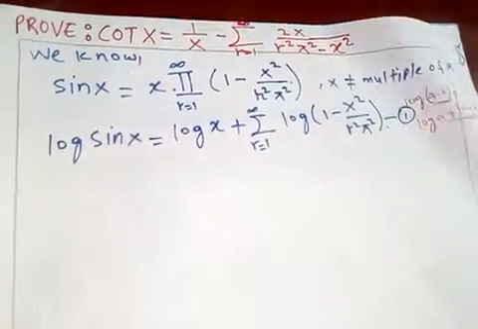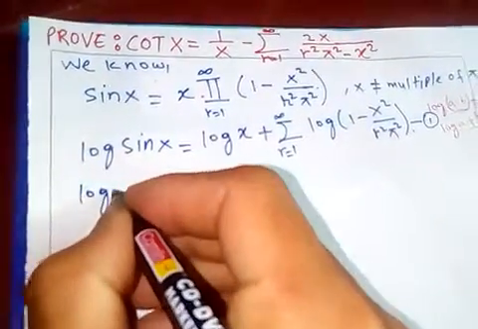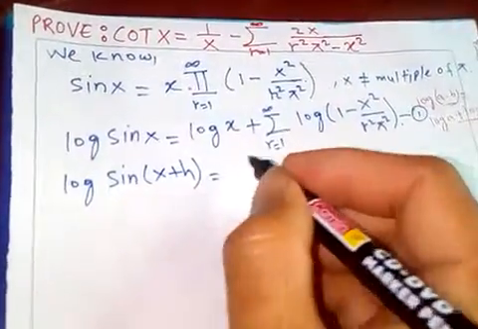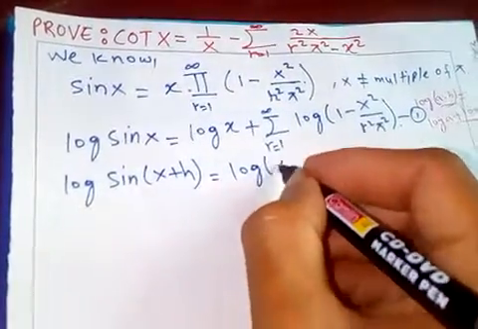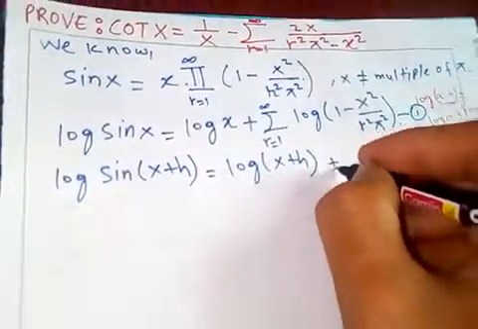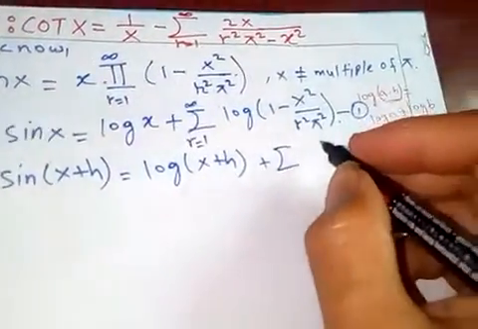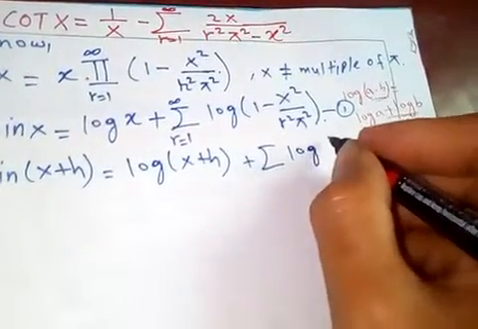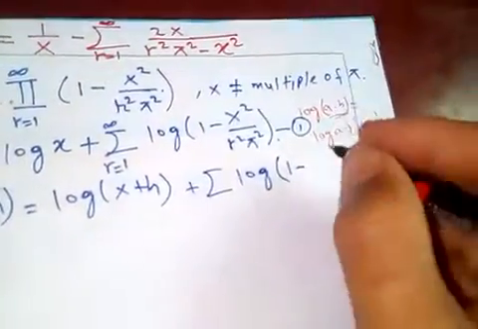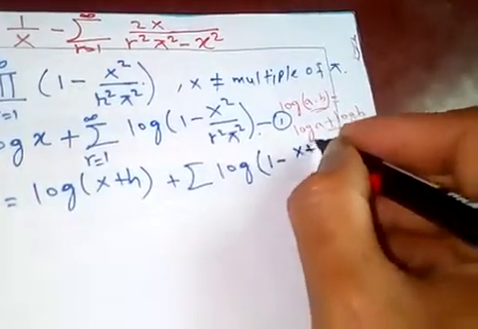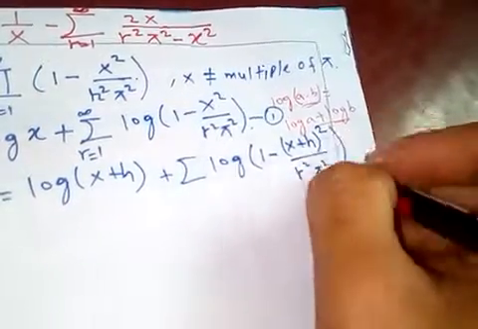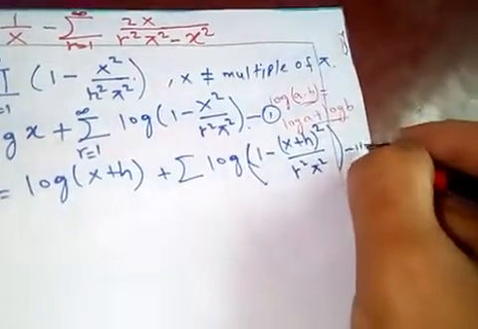Now let's take the other one, similar to this, with x plus h. In place of x we put x plus h. It will be log of sine of x plus h equals log of x plus h, plus the summation of log of 1 minus x plus h, whole squared, over r squared pi squared. Let's say this is equation 2.